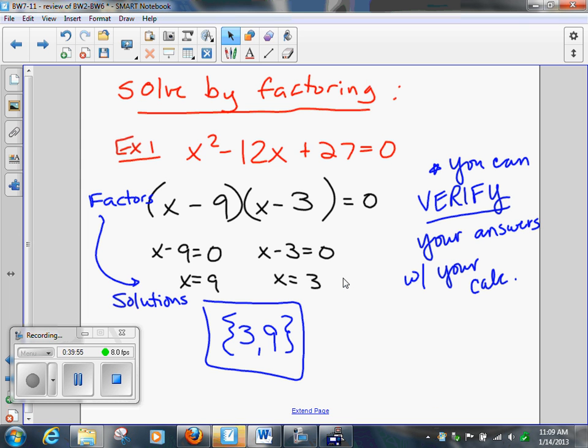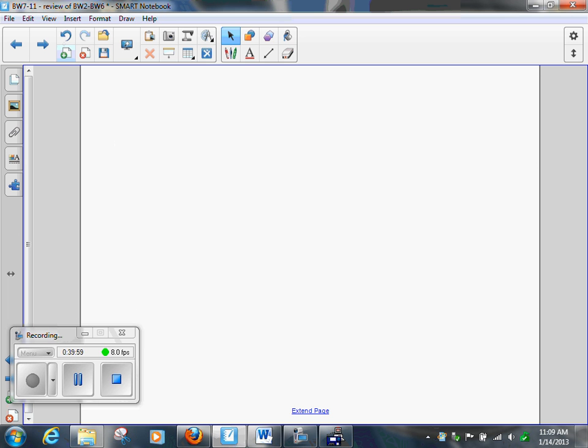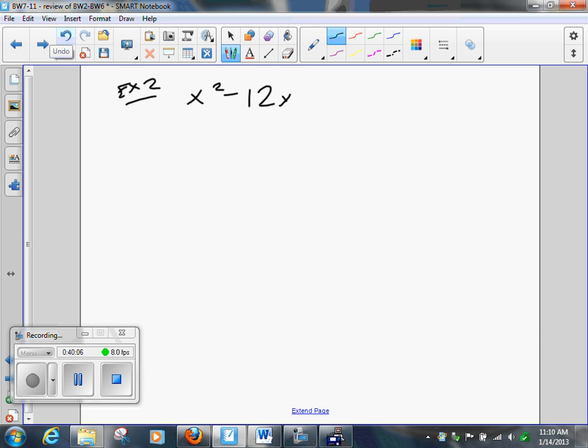Okay? Let's look at another one. Here we go. What's wrong with that? Not equal to 0, so what do I need to do? Make it equal to 0. How? I got to add 36 to both sides.